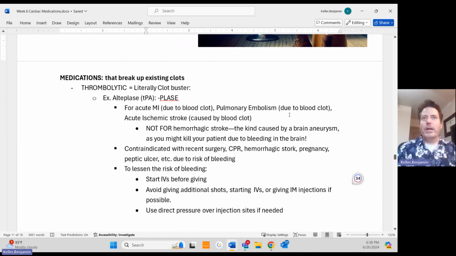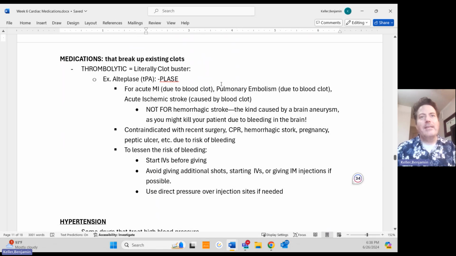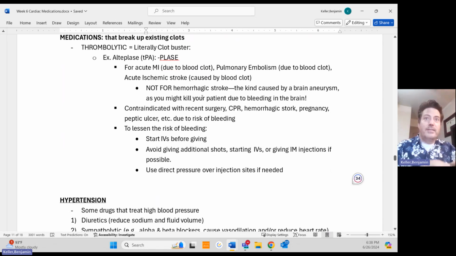Okay, medications that break up existing clots are thrombolytics, and these are literally clot busters. They end in PLASE, like alteplase. You can remember that ASE is going to be like your enzymes that break things up. So anything that's an ASE is going to break up something, and this ends up breaking up clots. You can use these for MI. Alteplase can be used for an MI.